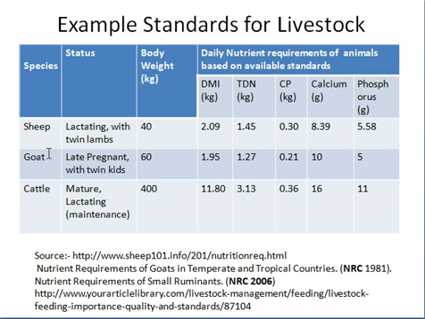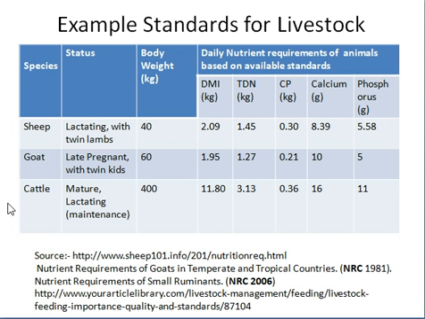Now let us take the example of a goat. She is late pregnant, and she is pregnant with twin kids. She has two kids in her uterus. Her body weight is 60 kilograms. Now what would be the standards of daily nutrient requirements of that animal? Dry matter intake is 1.95, TDN is 1.27, CP is 0.21, 10 grams calcium, 5 grams phosphorus.